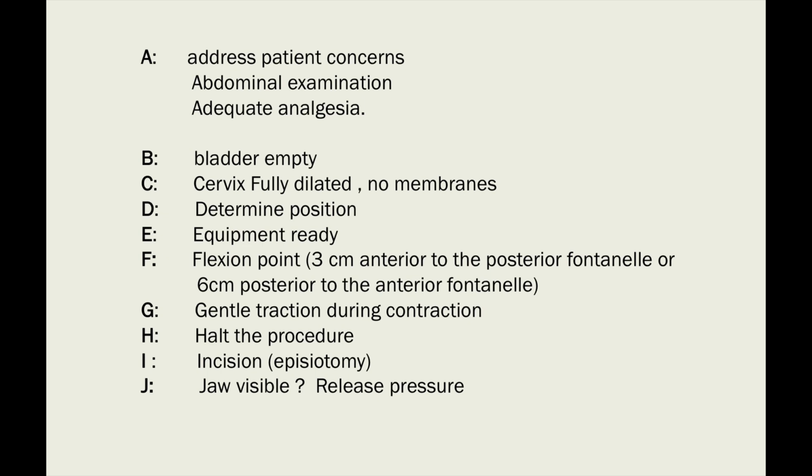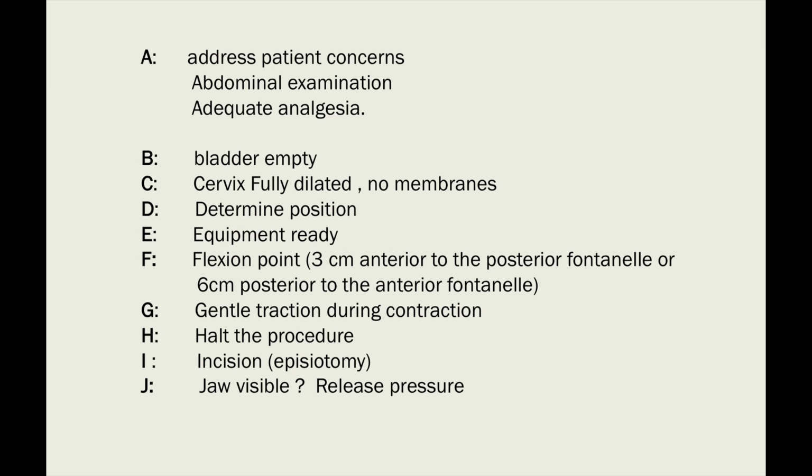Okay, and then the letter E is to ensure that all the equipment is ready. So we need the equipment, which is the Kiwi and the equipment for the vaginal delivery itself, because we may need to cut an episiotomy, so we need all the suture packs and the instruments ready for the delivery. Okay, and you can also test the suction of the Kiwi cup on your hand. You can put the cup on your hand and start to do the pumping effect, so that you are sure that it is working well.